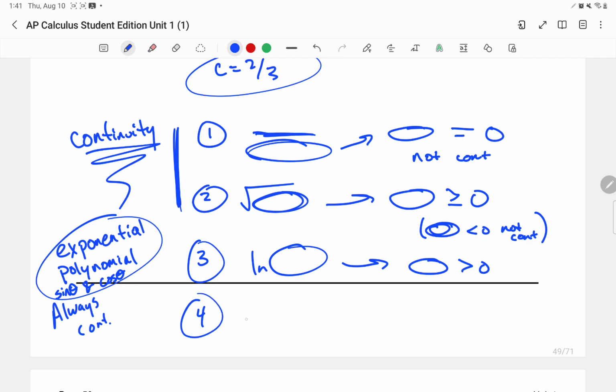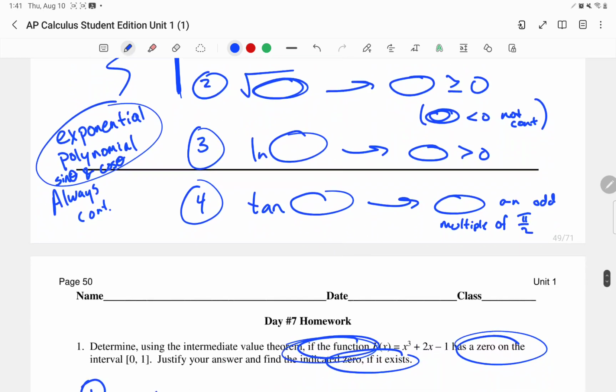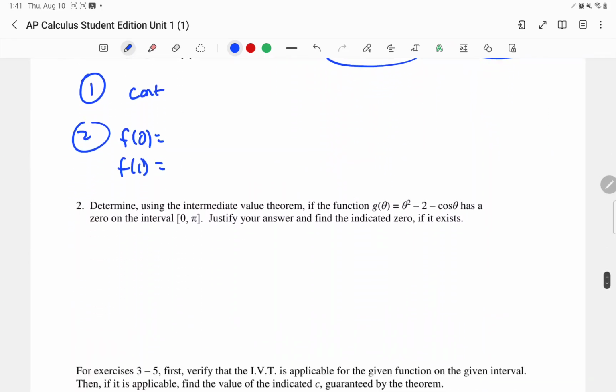And then another rule we could have is tangents, right? The inside of a tangent cannot be an odd multiple of pi over 2, right? That's because tangent of 0 is 0, but tangent of pi over 2 is undefined. It's a little bit weird. We don't really need to worry about that stuff too much.